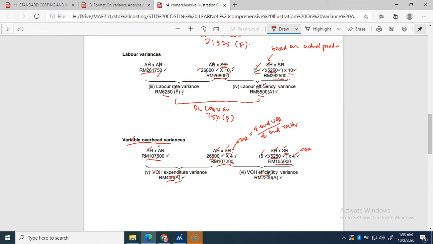Okay, efficiency. How to get efficiency? The last column, the third column minus the second column, 105,000 minus 107,200, you get negative 2,200. So this is adverse also. To get the variable overhead cost variance, as usual, you add these two: negative 400 and negative 2,200. So you get negative 2,600, adverse. So this is the variable overhead variances.